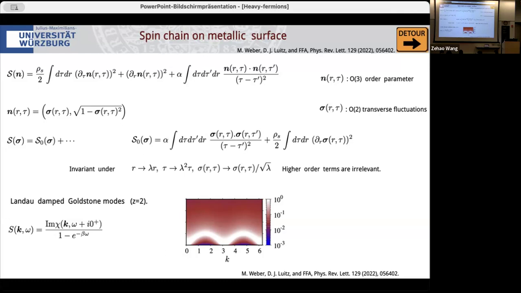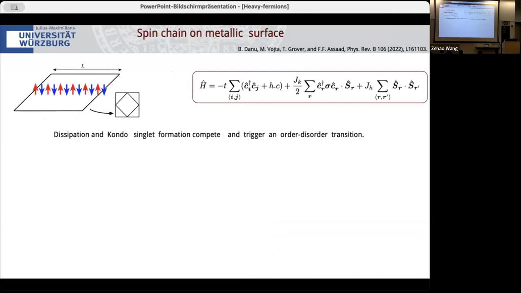Okay, so now I'd like to show you what we get. We have now two different phenomena: Kondo, which would like to have a heavy fermion, and also dissipation. Dissipation drives you, in this case, to a long-range magnetic order, right? And our claim is that in this model, where the conduction electrons are just a half-filled Fermi sea, dissipation and Kondo singlet formation compete and trigger an order-disorder transition without any type of Kondo breakdown.